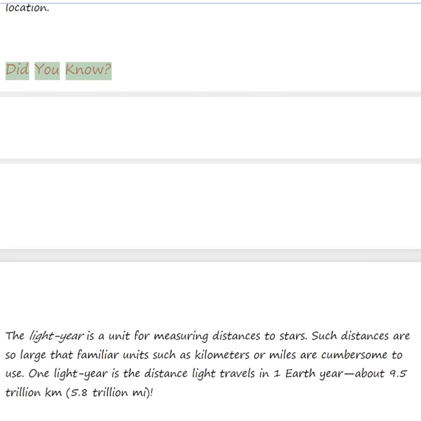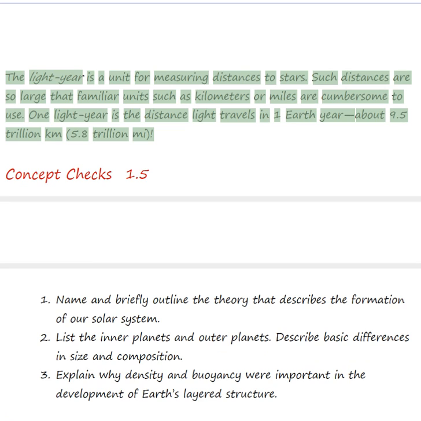Did you know? The light year is a unit for measuring distances to stars. Such distances are so large that familiar units such as kilometers or miles are cumbersome to use. 1 light year is the distance light travels in 1 Earth year, about 9.5 trillion kilometers.